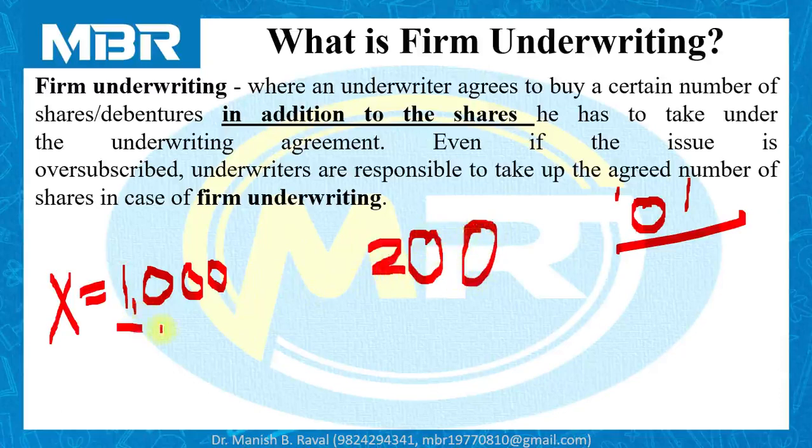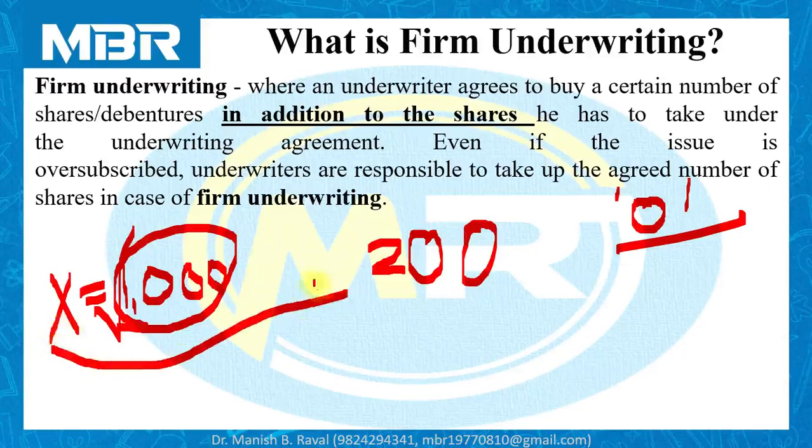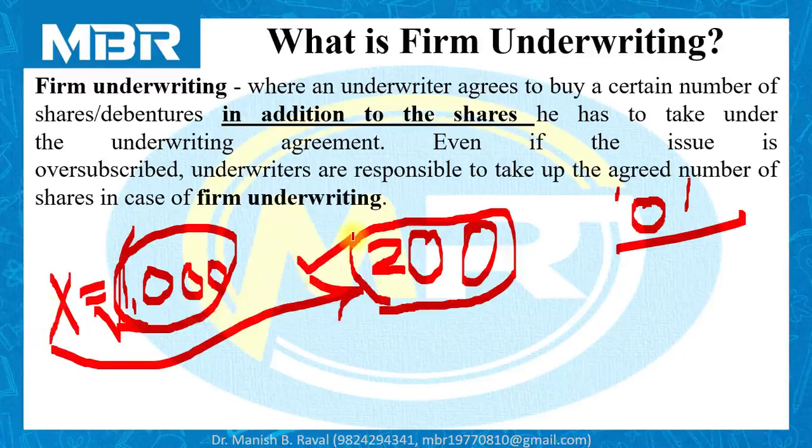So, in addition to the underwriting agreement for 1000 shares, X has given a promise and the company has also given a promise to the underwriter that X will purchase 200 equity shares or preference shares or debentures for sure from the company, and the company will definitely allot 200 equity shares, preference shares or debentures to underwriter X. It means that in addition to the underwriting of 1000 equity shares, underwriter X has given firm underwriting.